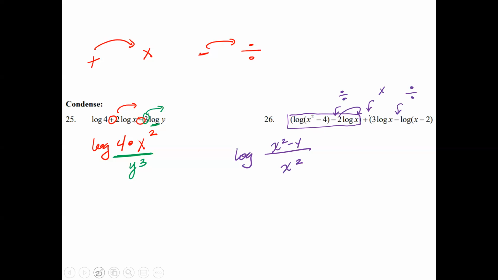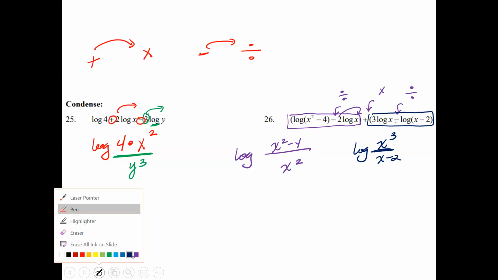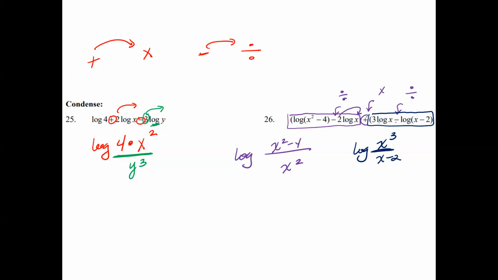Then I'm going to work on the second part. The second part is this piece right over here. Okay, and this one is going to be a log x cubed. There's a minus, so it's a divide. As you put x minus 2 here, you have two different pieces. And what are those two different pieces separated by? It's separated by this plus sign. So you multiply like that because you're timesing them together.